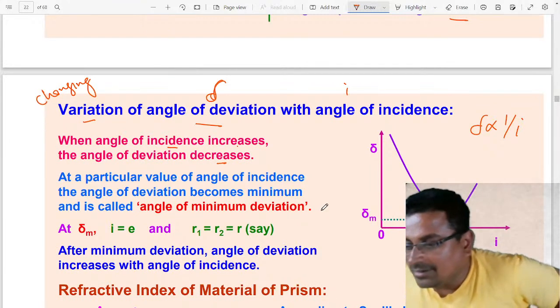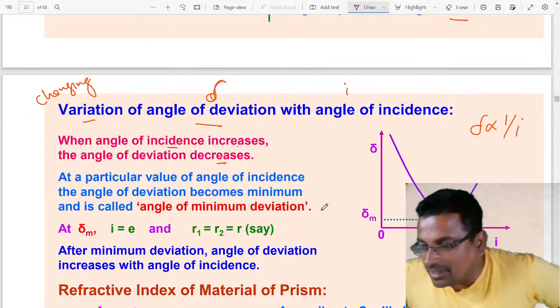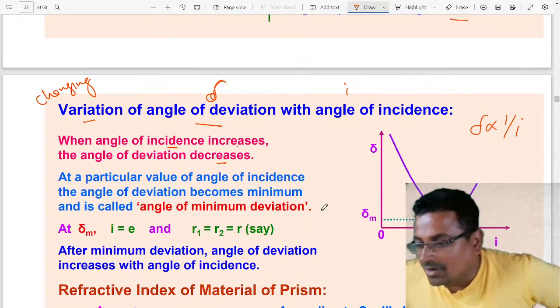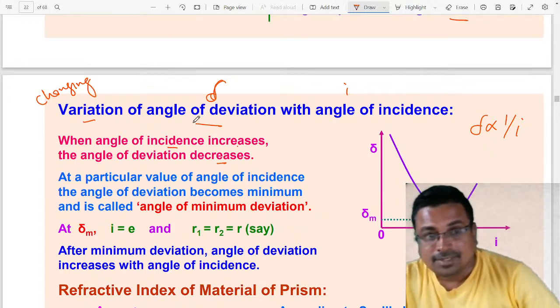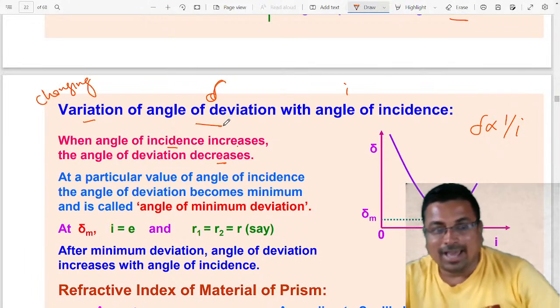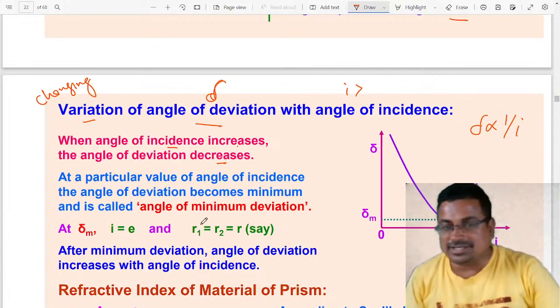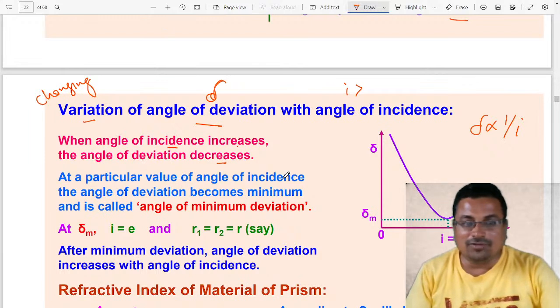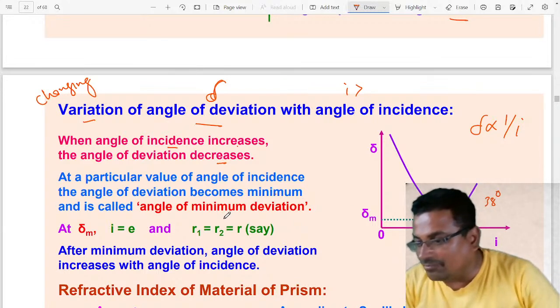So once again, this is the continuation class of optics, welcome you all to Raman Tutorial. So now we are discussing the variation of angle of deviation with angle of incidence. As the angle of incidence increases, the angle of deviation decreases. At a particular value of angle of incidence, the deviation becomes minimum, approximately 38 degrees, the angle of minimum deviation.